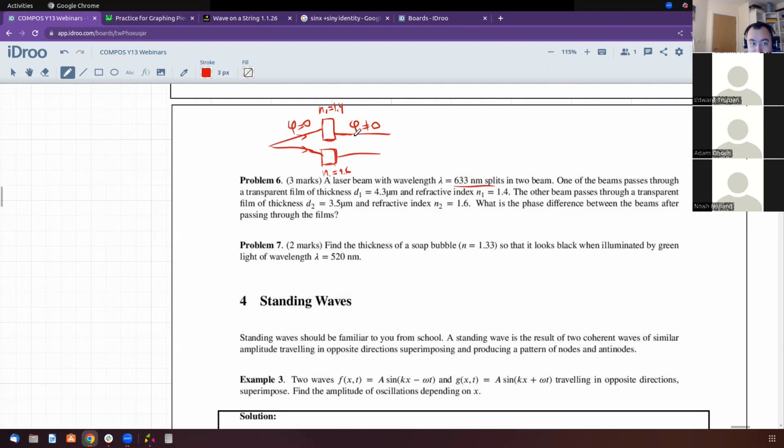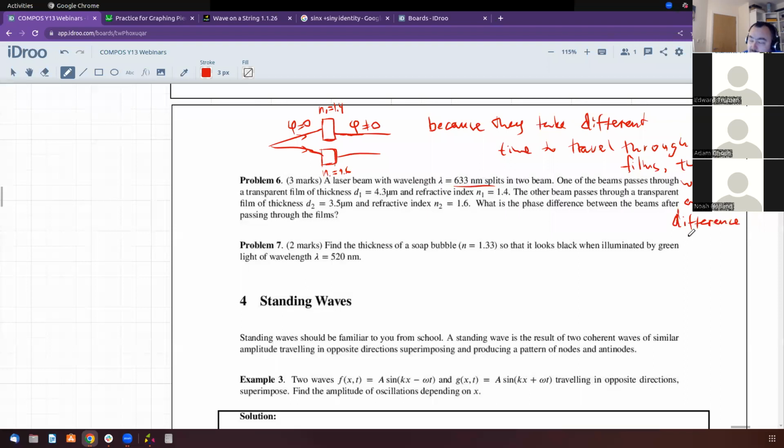As they emerge, because they take different time to travel through the films, there will be a phase difference. Taking more time, from the point of view of light, is just like traveling a longer distance.